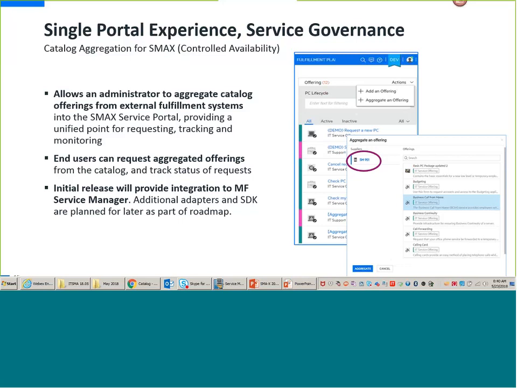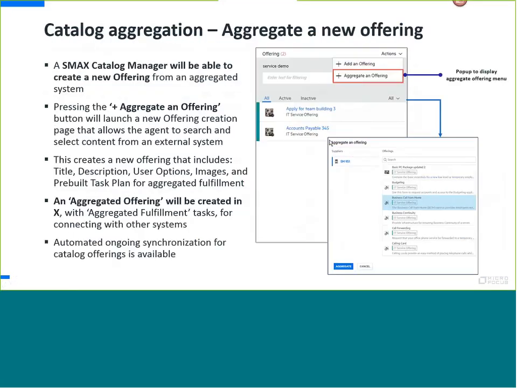Okay, moving on. So how does it really work? Aggregating a new offering, and I'm going to go into a little bit of a demo in the next few minutes. I will not cover these slides in detail. All you need to do is go to your catalog as an administrator and click on Aggregate an Offering. A new pop-up window will open up, which will have all the suppliers that this is connected to. Then you can just start to aggregate the offerings. It is extremely straightforward, and it copies pretty much all the attributes, as I said: user options, images, title, description. It is also going to create a pre-built task plan whose only purpose is to work with an external fulfillment system for fulfillment purposes. And I'll show you how that really works.